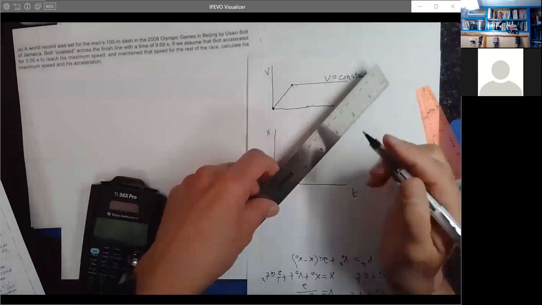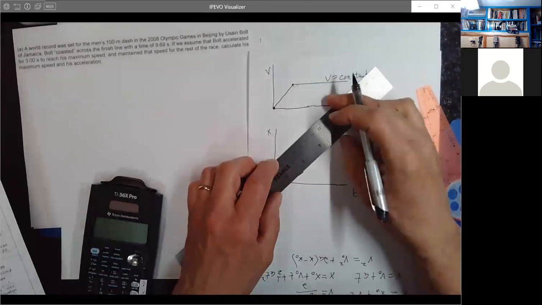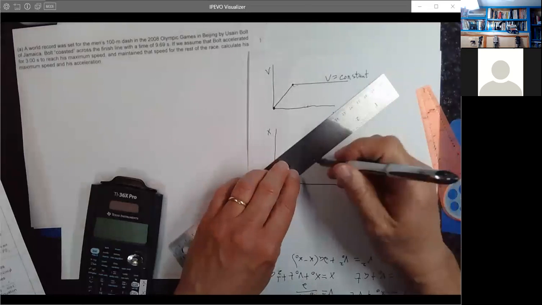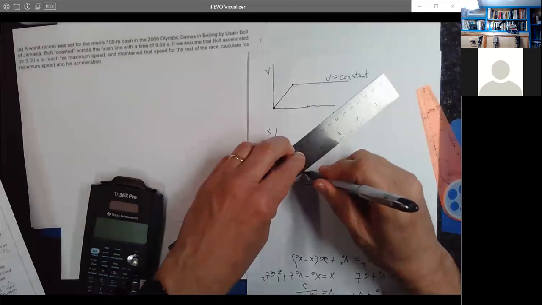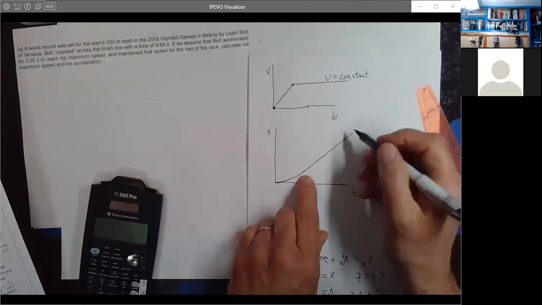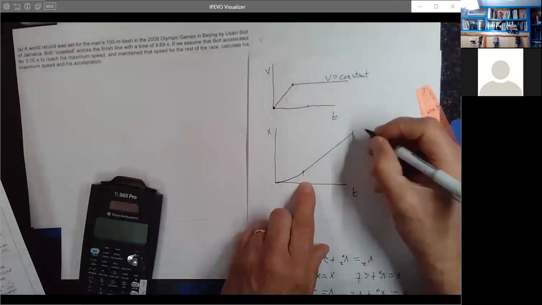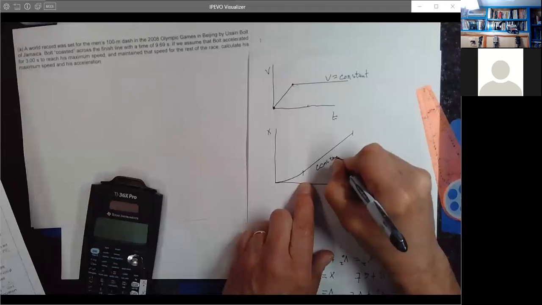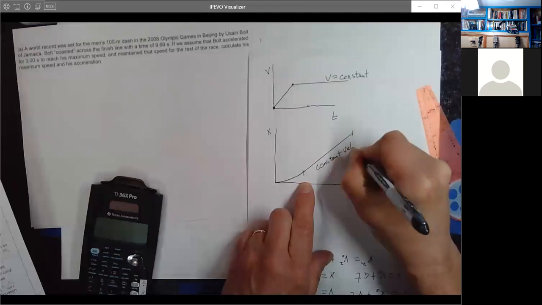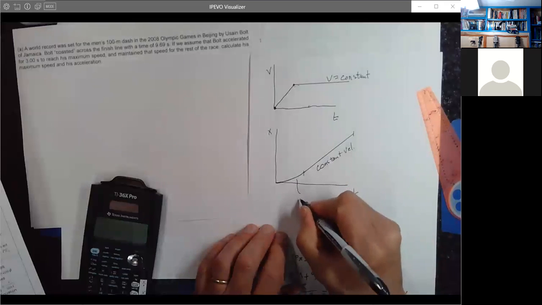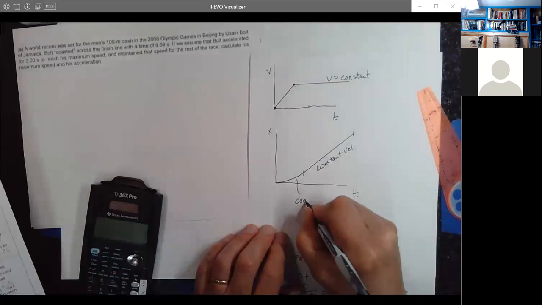But then from then on, for the rest of the race, he's traveling at that speed that he reached there, and it's a straight line. So here is constant velocity, and I'll abbreviate velocity as VEL. And here I have constant acceleration.